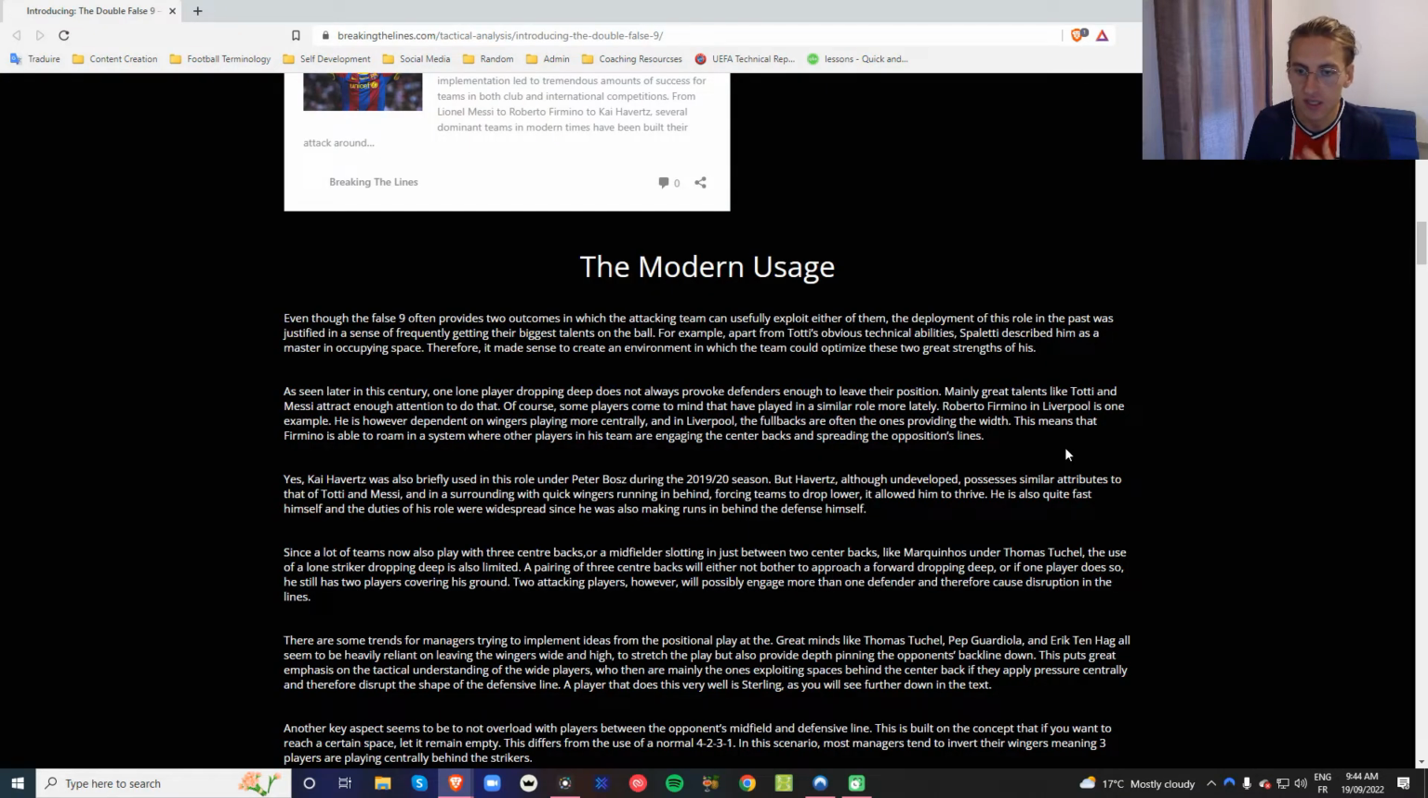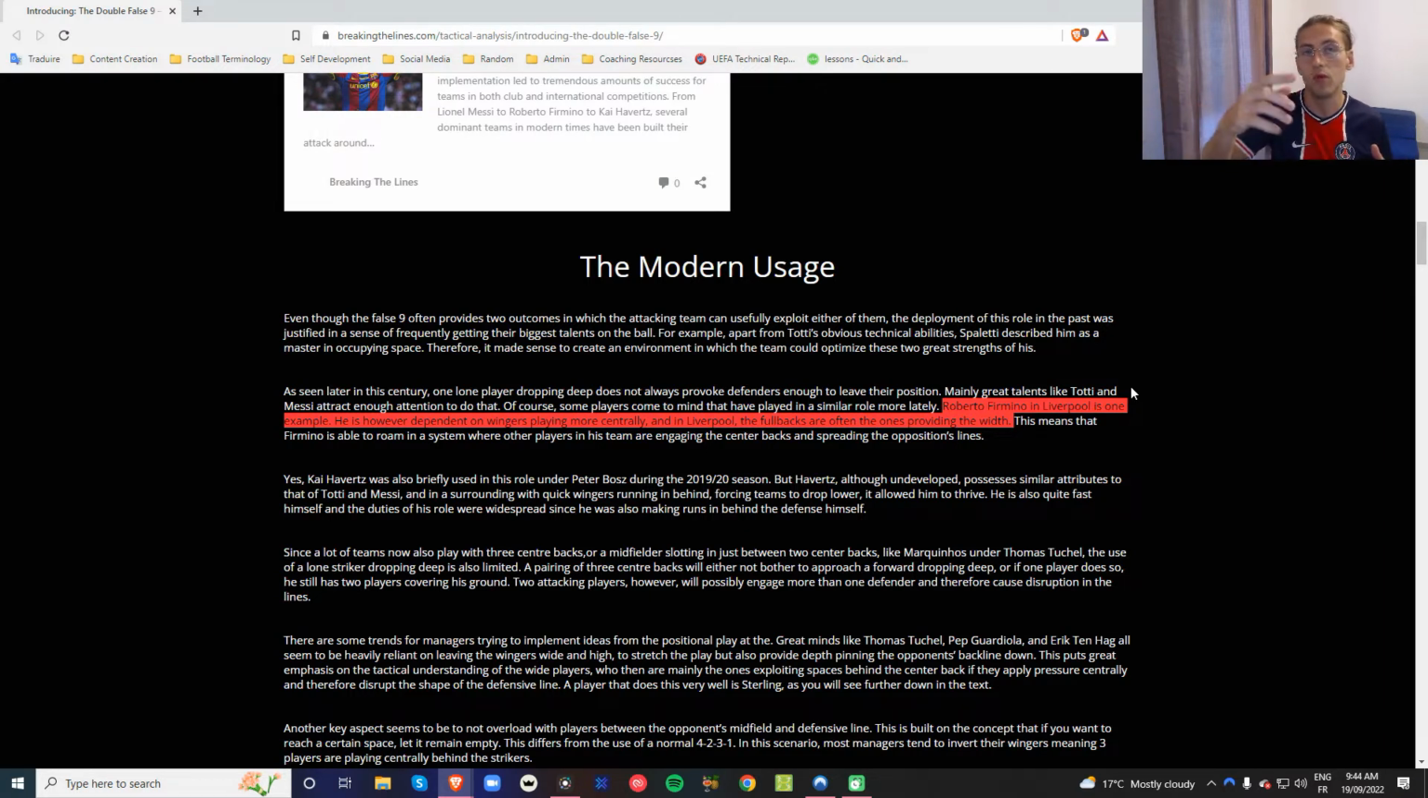We'll have a look at the example here. Roberto Firmino in Liverpool is one example. He is, however, dependent on wingers playing more centrally, and in Liverpool, the fullbacks are often the ones providing the width. And that's true. We see that all the time with Trent Alexander-Arnold, always very wide, crossing the ball in, providing width in their attack.